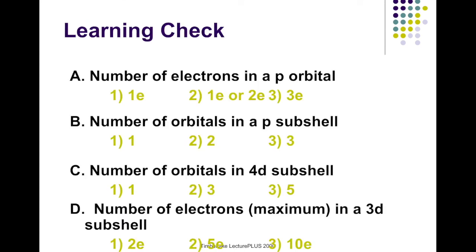Now last but not least, the number of electrons in a p orbital. I want you guys to figure that out. Is it 1, 2, or 3? Is it 1 or 2 electrons, or is it 3 electrons? For the number of orbitals in a p subshell, is it 1 orbital, 2 orbitals, 3 orbitals? Number of orbitals in 4d, is it 1, 3, or 5? And number of electrons maximum in a 3d subshell, is it 2, 5, or 10?